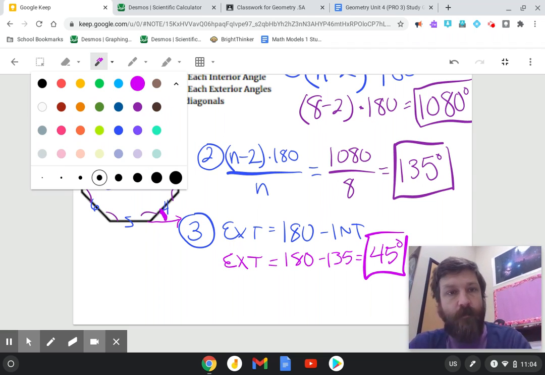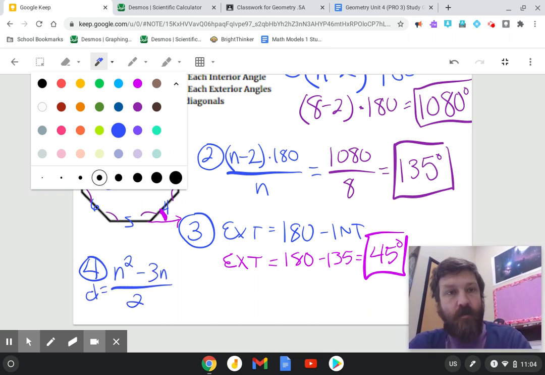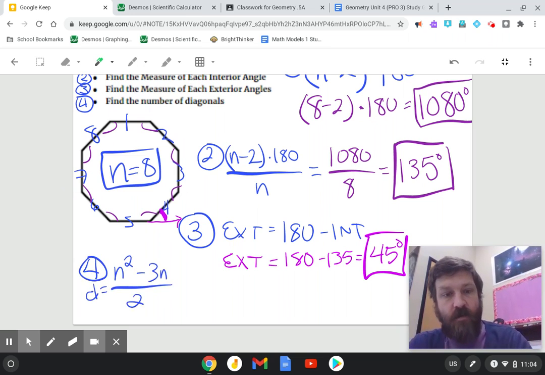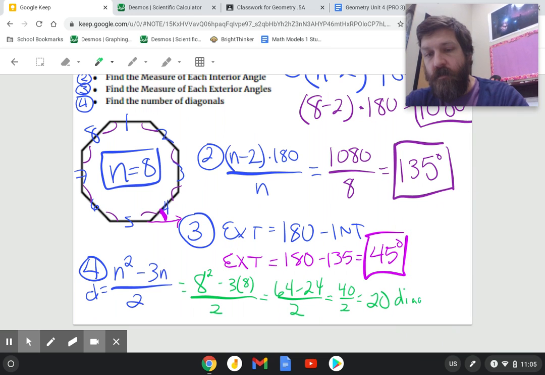And then lastly, we have the formula for diagonals, which is n squared minus 3n divided by 2. Again, that's the formula for D, or the diagonals. So we're going to go through here. We're going to plug in all the values for n in each spot. So we have 8 squared minus 3 times 8 divided by 2. 8 squared is 64. 3 times 8 is 24. Again, all divided by 2. 64 minus 24 is 40. And so we get 20 diagonals.